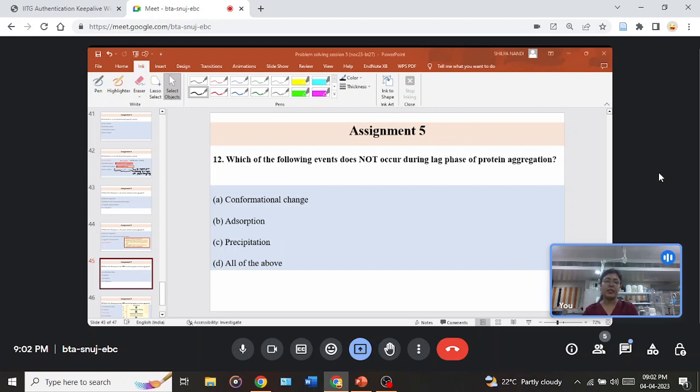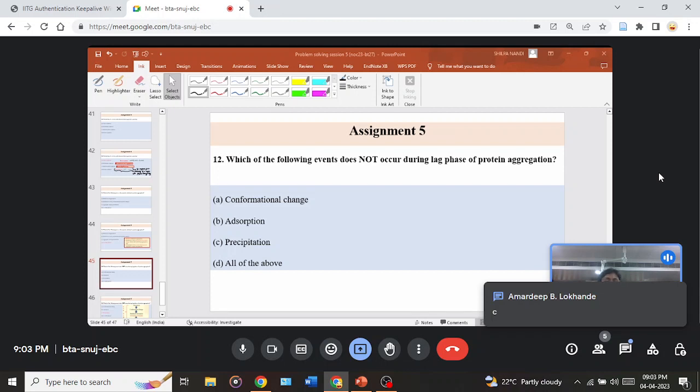So you know, right, what is the lag phase? When you plot a graph between the ThT intensity versus the time, you get an S, or sigmoidal shape curve, right? So at the bottom, which is the initial phase, is termed as the lag phase, and the linear slope is your growth phase, whereas the ending phase is the stationary one. So can you tell me which of the events does not occur during lag phase of protein aggregation?